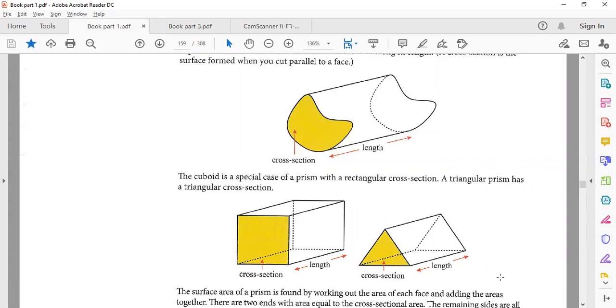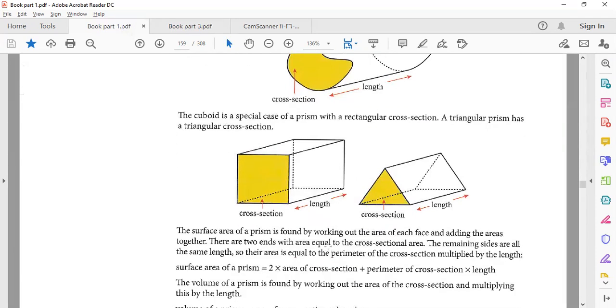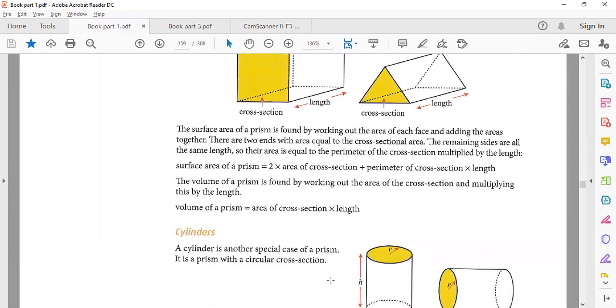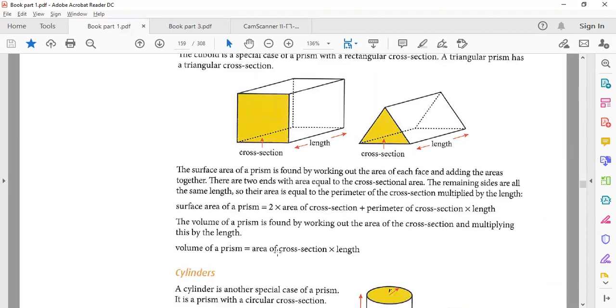But this one will have a triangular cross section. A triangular prism has a triangular cross section, and a rectangular cuboid has a rectangular cross section. And a cylinder has a circular cross section. So you can see here the circular cross section. Well, how will we find this? Everything has a specific formula.